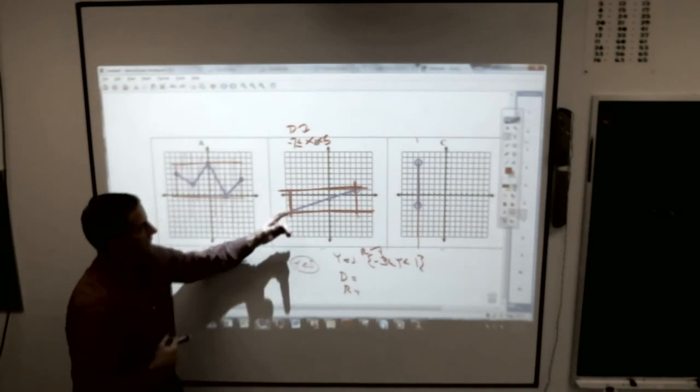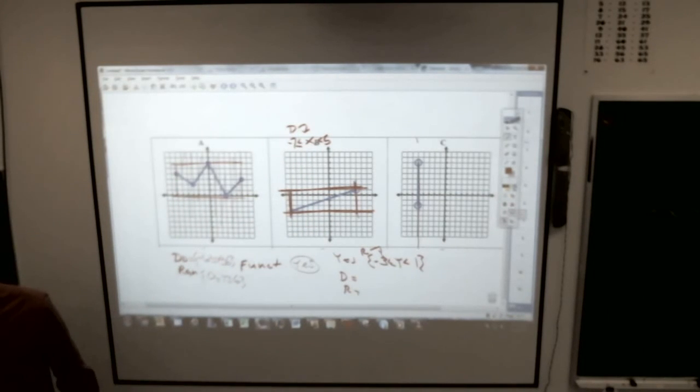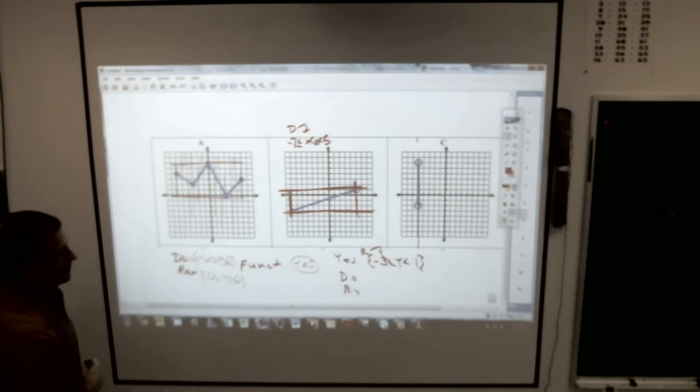So hopefully somewhere on that sheet there's a -7 to 5 and a -3 to 1. Which one? Number 10. Yeah, number 10 fits that one.